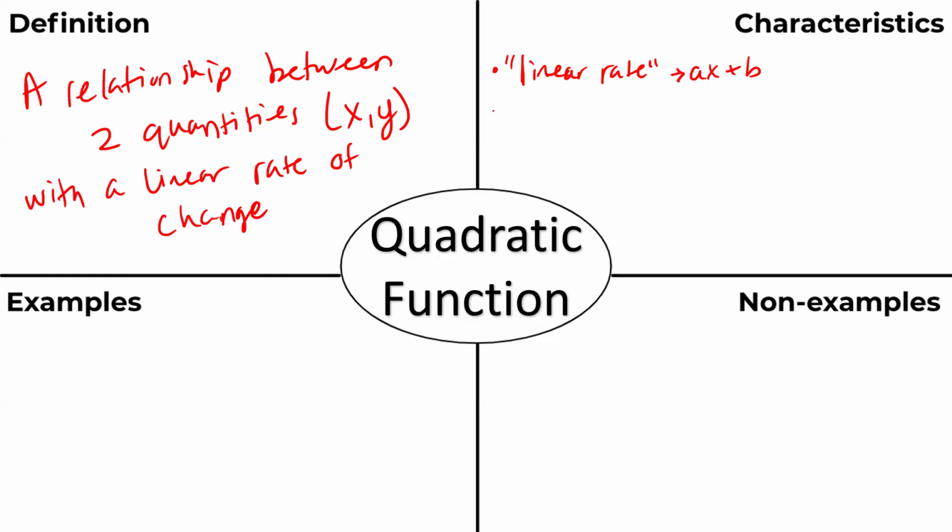Okay. It has a unique shape. Does anyone remember what the shape of a quadratic function is called? It starts with a P. Parabola. If you need help spelling it, parabola. And you can have a happy parabola, which means you have a positive quadratic, or you can have a sad parabola, which means you have a negative quadratic.